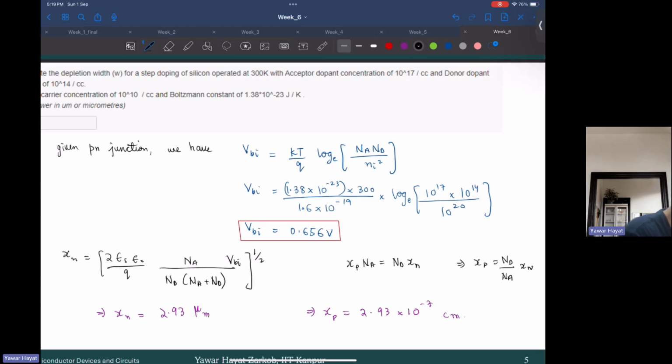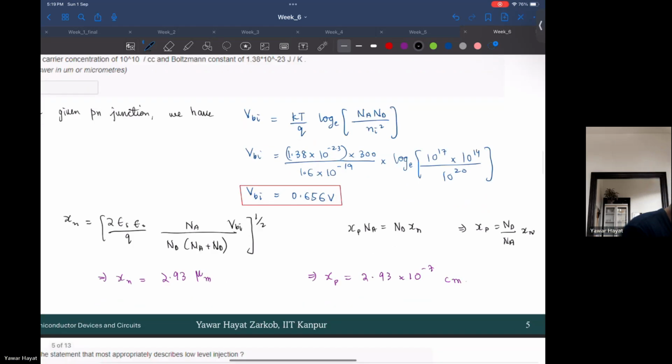Is that fine? Now, Xn is this, Xp is this. What about W? W would then be Xn plus Xp. Since 2.93 micrometer is much bigger than 2.93 into 10 to the power minus 7 centimeter, the depletion width W would roughly be Xn, which is your 2.93 micrometer.